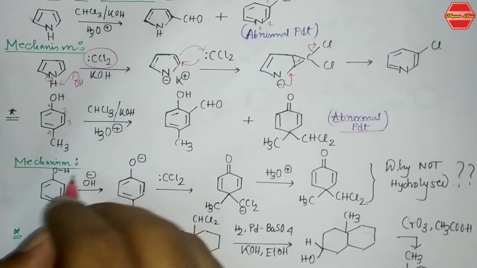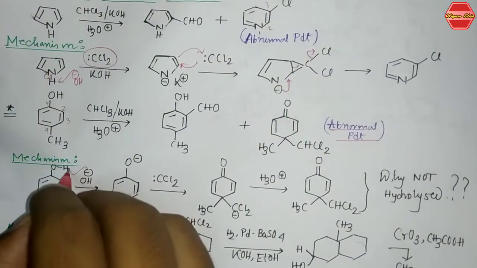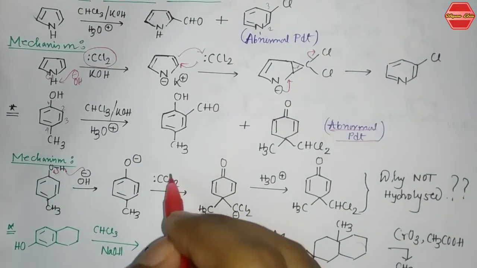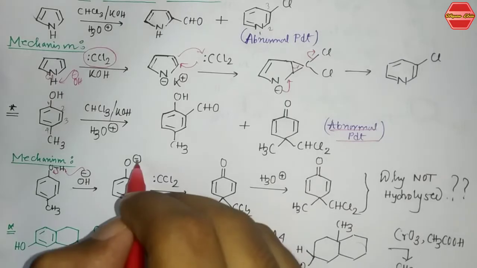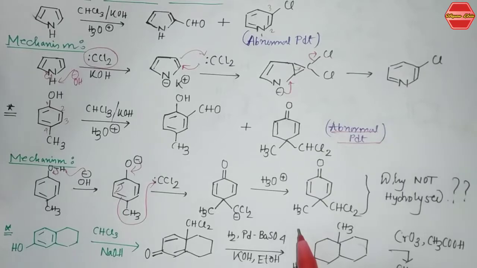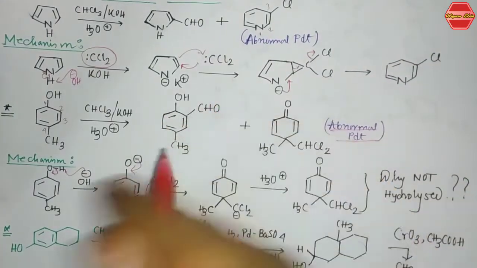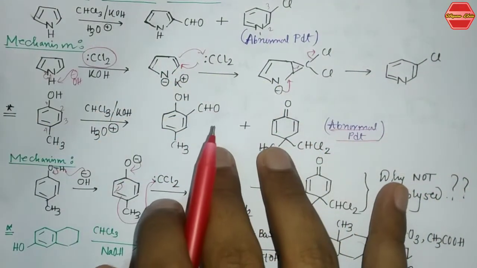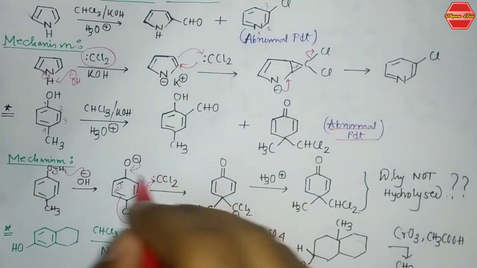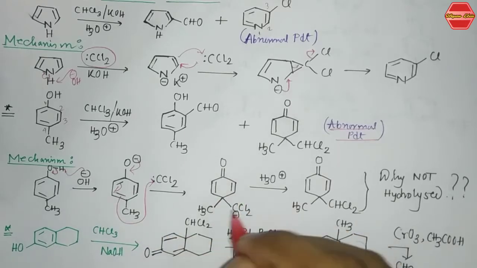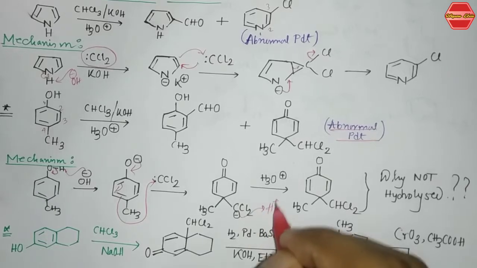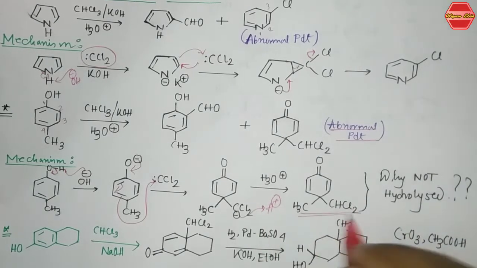See first that in the basic condition, this OH loses a proton, that is we are getting this O minus over here, and when we are using the dichlorocarbene, it can go here, it can go here, and it can be attacked like this. So you can easily generate the ortho product, but I am not writing the overall mechanism for the ortho product. I am just saying how the abnormal product takes place. So that is how we can get this one. This is your negatively charged species. Now when we are using H3O plus, it takes a proton, and you are getting this final product, this one.